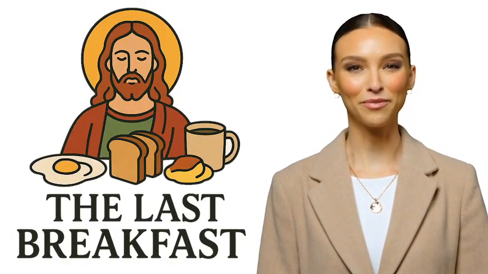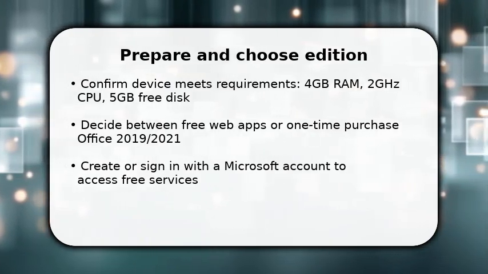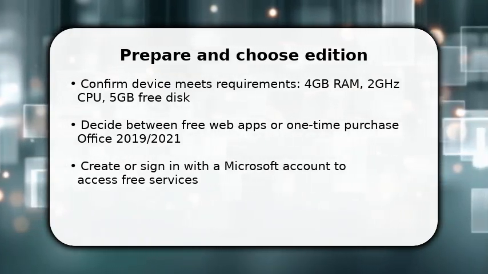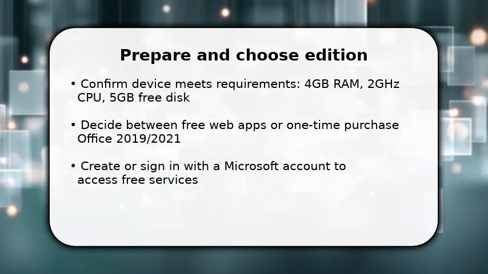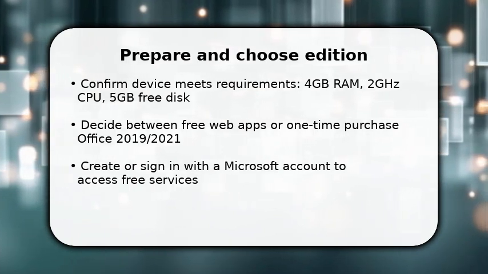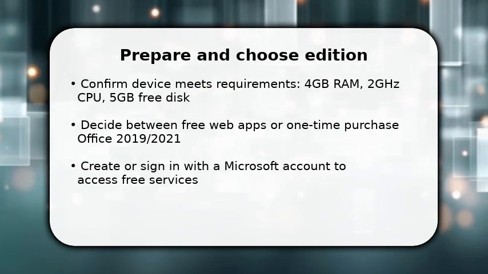Please enjoy the video. You start by choosing the right path, free web apps or a one-time Office purchase. Sign in with a Microsoft account so settings and files sync. Once done, check device specs, 4 GB RAM and available disk to avoid slowdowns. Make sure to turn on updates for security.